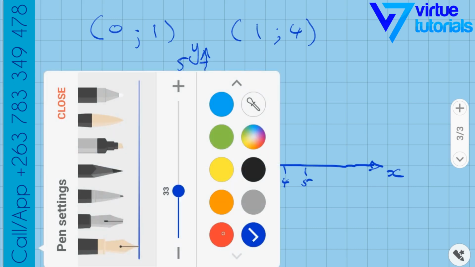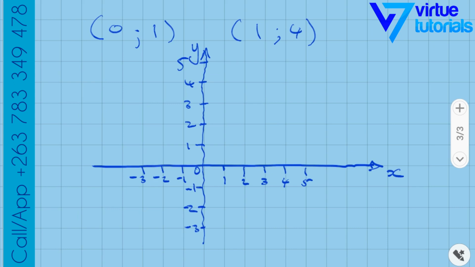So the first point we need to locate is the point 0, 1. So the point 0 and 1 is here. So with an X, I've located that point, the point 0, 1. The second point is the point 1, 4. X value 1, Y value 4. There, that's the point. The first one was X value 0, Y value 1. The second one was X value 1, Y value 4.